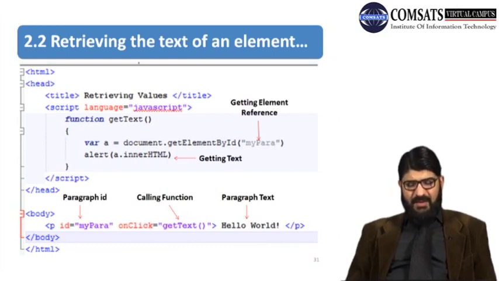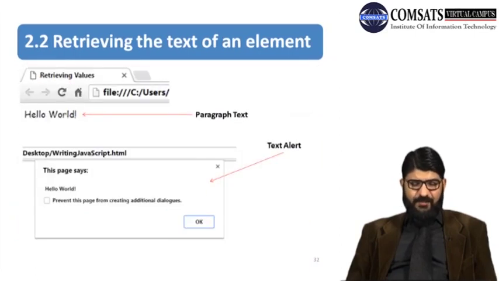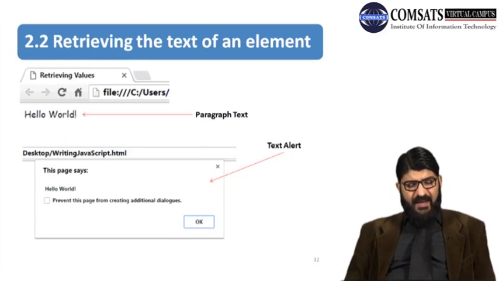So here you can see the output of retrieving the text of an element with getElementById and innerHTML. You can see the paragraph text is Hello World, and the alert box is presented accordingly.